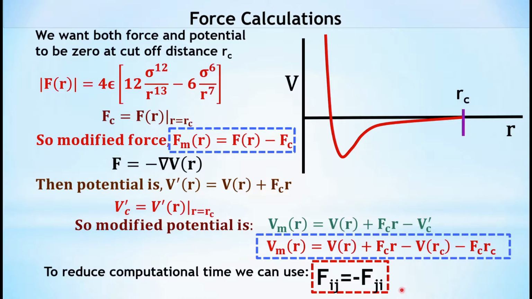Now to reduce the computation time, we can use this expression that Fij, the force on particle I due to J, equals minus Fji, that is the force on particle J due to I, because of Newton's third law. It will help in fewer force calculations. Now suppose this is the simulation box. Obviously it's going to have a large number of particles, but suppose we consider 4 particles.